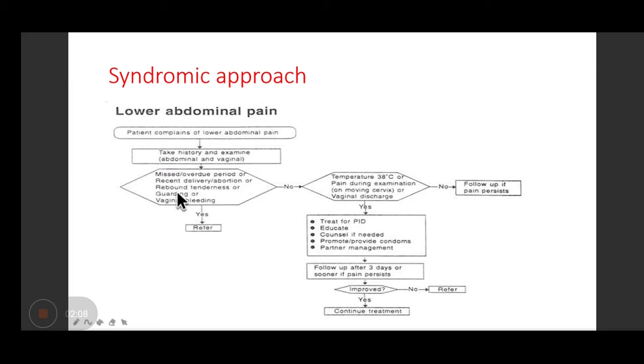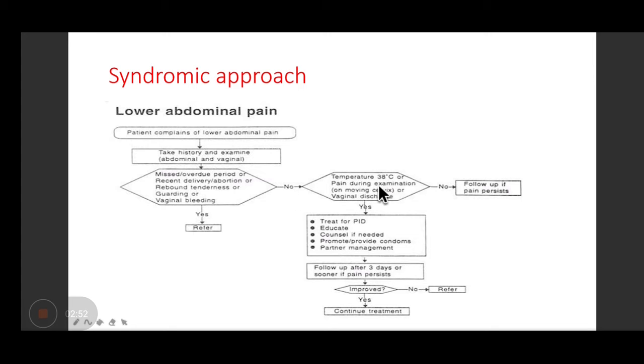So for pelvic inflammatory disease, the patient will present with general symptoms of lower abdominal pain, right? Because of the inflammation which will be there. There could be fever also, but not usually. So if the patient is having these symptoms, a complaint of lower abdominal pain, we take the history, examine the abdomen and the vagina, and we see whether the female has missed her periods, or there has been recent delivery or abortion, or if there is any rebound tenderness or vaginal bleeding. If this is there, then we need to refer.